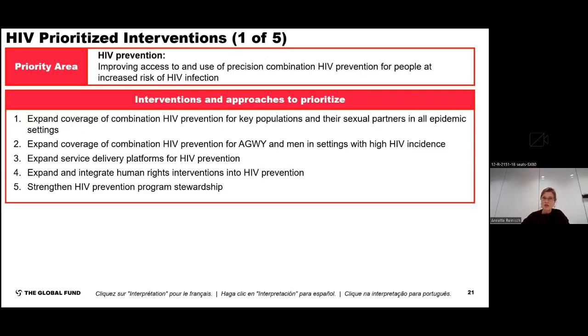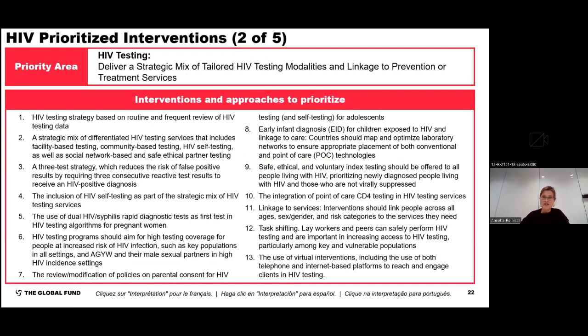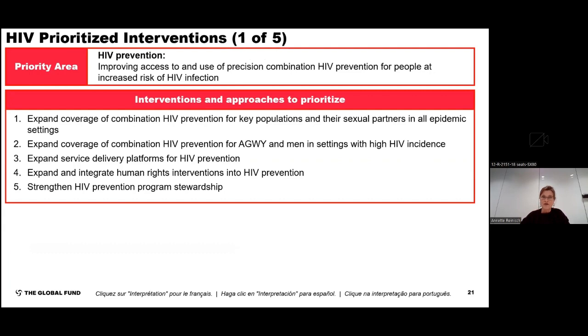Now I'm going to speak to the HIV program essentials and the prioritized interventions for consideration in funding requests, both of which are presented in the information note. The next 5 slides present the prioritized interventions proposed for funding through the Global Fund. They cover the HIV program areas, which I will briefly summarize.